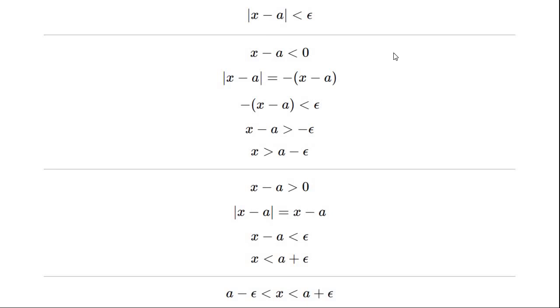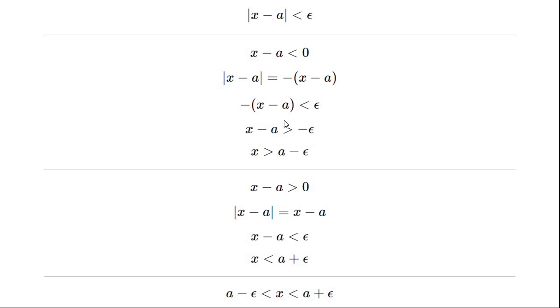So we can expand it out and see what it looks like. The absolute value, let's look at the case where x minus a is less than 0. So when x minus a is less than 0, then the absolute value of x minus a is equal to negative (x minus a). And so we've got negative (x minus a) is less than epsilon. And then multiplying both sides by negative 1, you get x minus a is greater than negative epsilon. And then adding a to both sides, we see that x is greater than a minus epsilon. So when x minus a is less than 0, then x is greater than a minus epsilon.